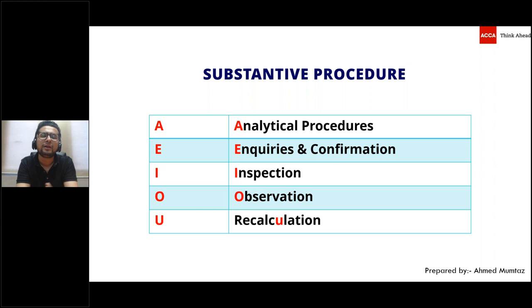So are you all clear with respect to the first thing which I need to teach you, which is called AEIOU? Are you all clear? If you are clear, can I have confirmation on that? And then I'll move on.